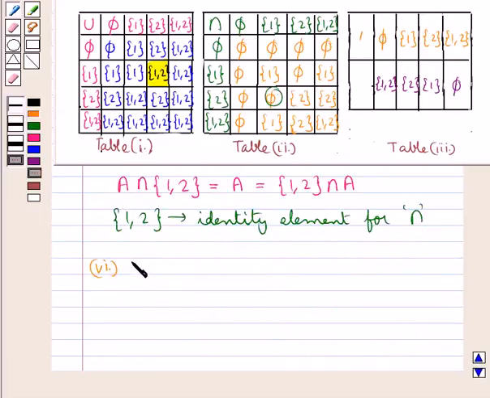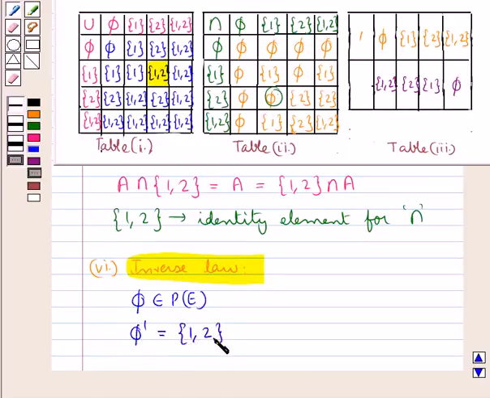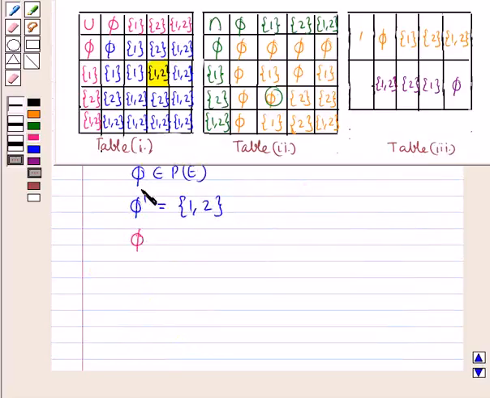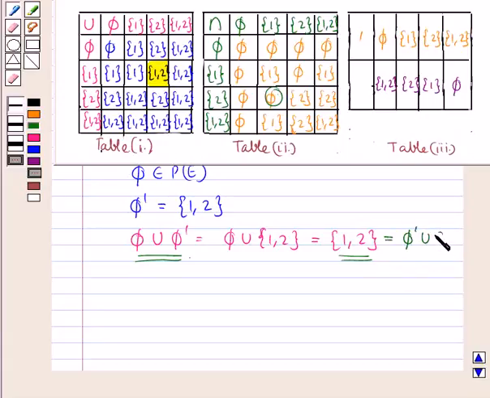Now finally we consider the inverse law. Now consider phi belonging to the power set of E. Now complement of phi is the set with elements 1, 2. This is from table 3. Now consider phi union phi complement, that is phi union set with elements 1, 2. Now from table 1 we observe that this is equal to the set with elements 1, 2, that is phi union phi complement is equal to the identity element for intersection, and this would also be equal to phi complement union phi.